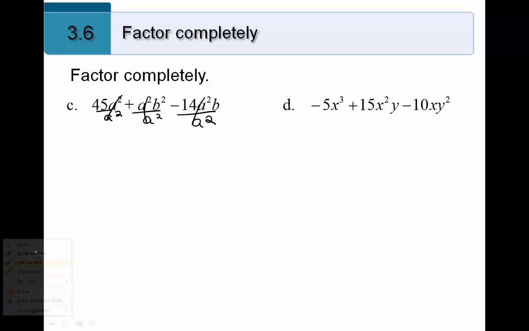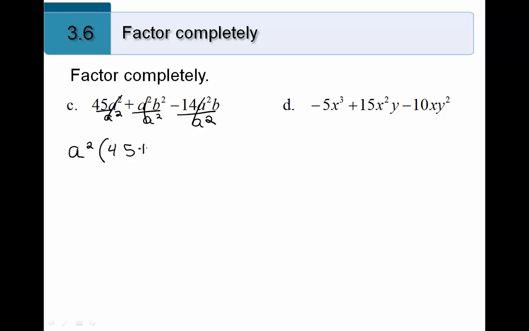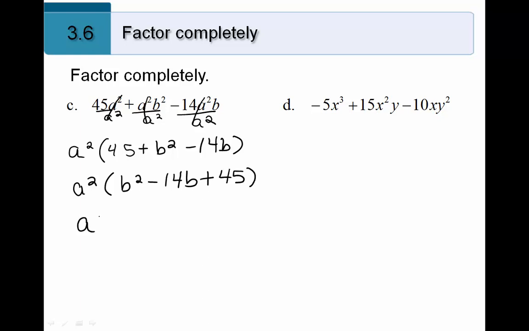Okay, so I factored out an a squared, so I'm going to be left with 45 plus b squared minus 14b. Now I want to rewrite that in descending order before I factor it. So I'm going to have a squared, and then I'm going to rewrite it as b squared minus 14b plus 45 in descending order. Now I will try to factor that trinomial.